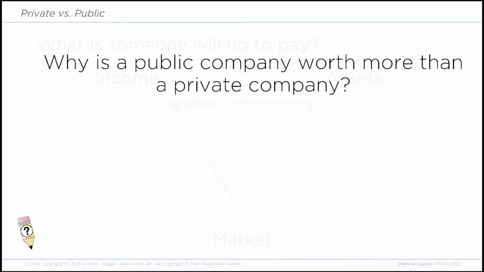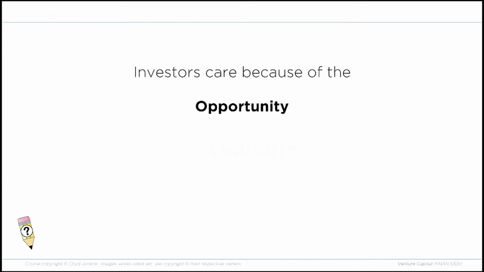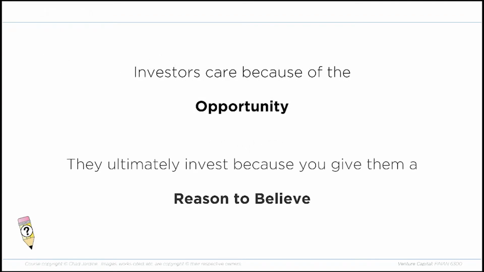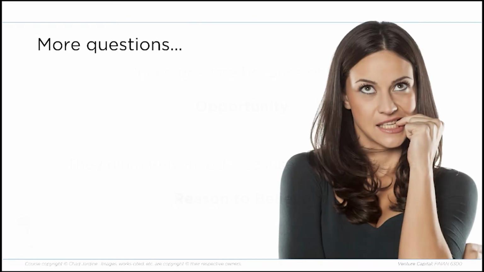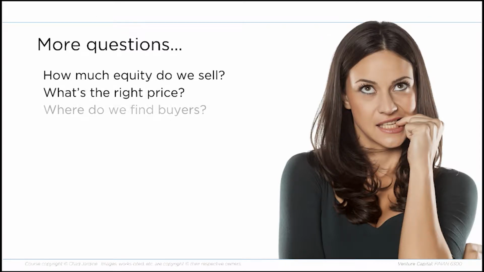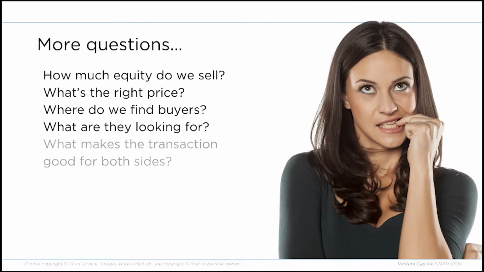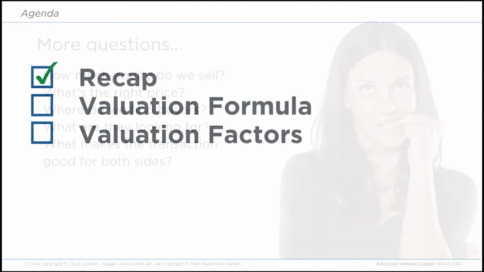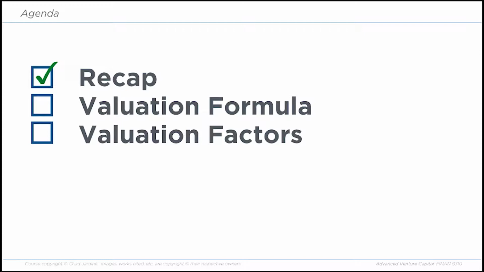We talked about why public companies are worth more than private companies, that the key is that they offer greater liquidity to investors, and how getting investors to put their money in is a function of a compelling opportunity and a reason to believe. And that brought us to this point, the vexing questions that hinge on valuation. So this video will take valuation a step further and discuss common valuation heuristics. That does it for our recap.